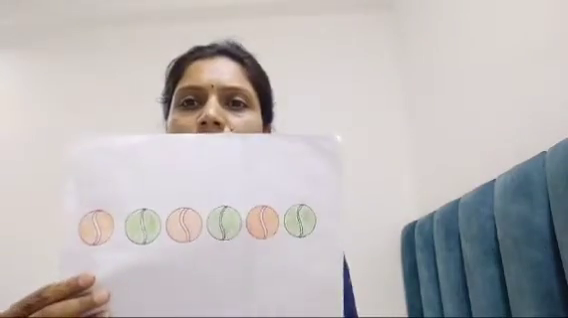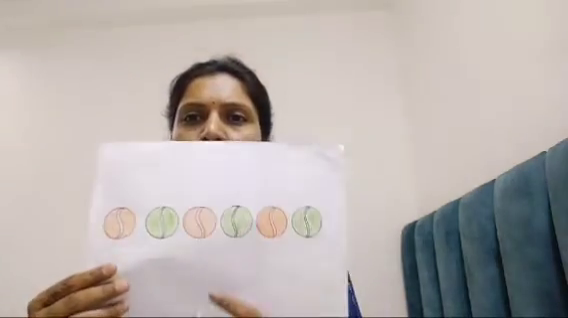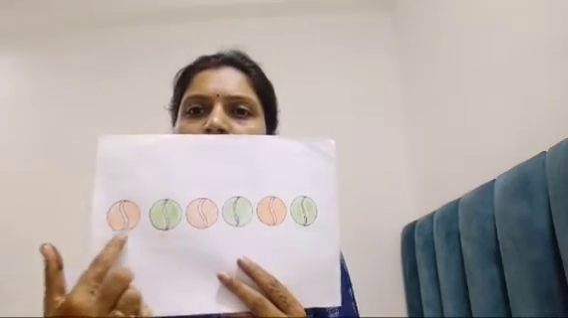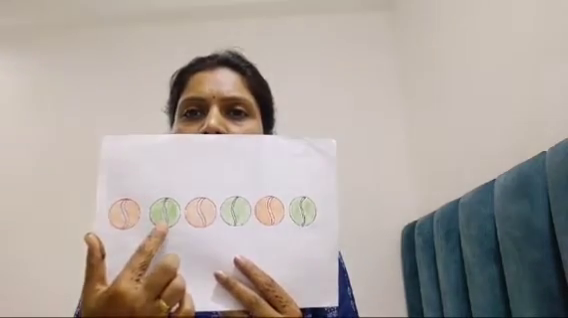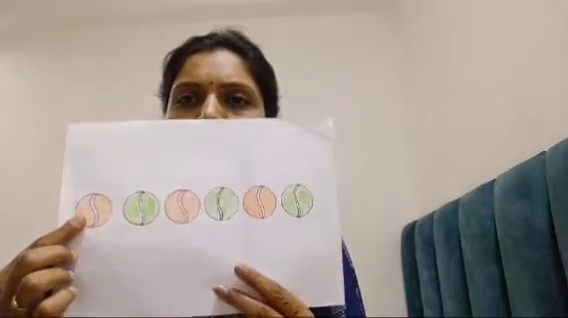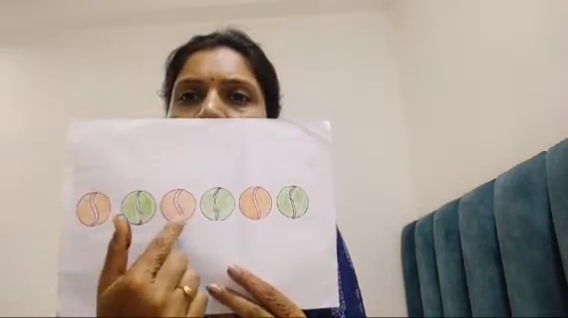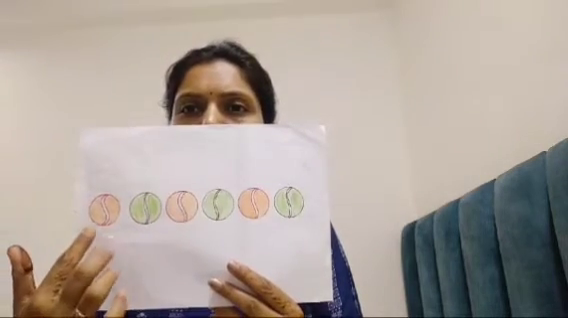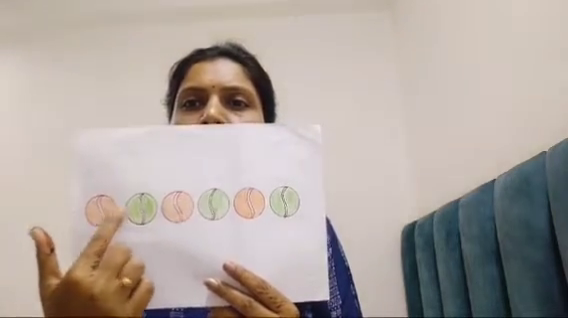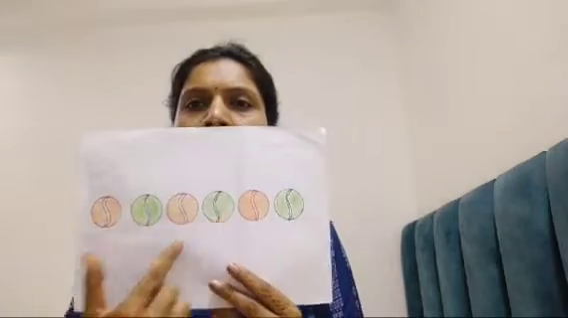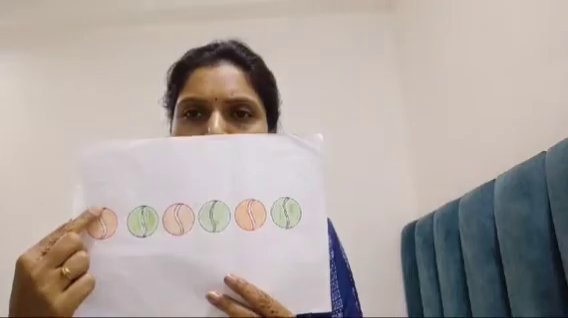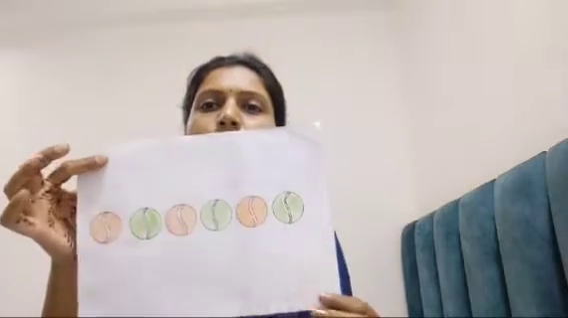Let's see the repetitive pattern. Let's see the first example of a repetitive pattern. Here you can see two colors of balls, orange and green. First an orange ball, then a green ball, then orange, then green, and so on. These balls are repeated one after another and form a repetitive pattern. Such a type of pattern is known as a repetitive pattern.